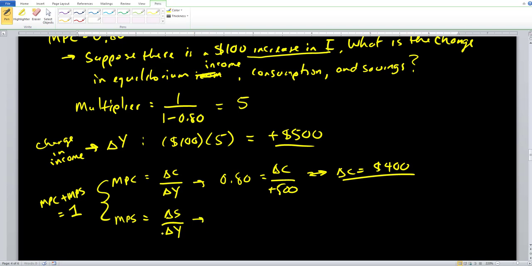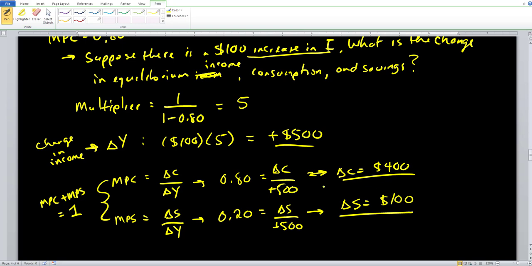And then for our change in savings, we know that MPS has to equal 0.20 because MPC plus MPS equals 1. Even though I don't explicitly give you MPS, based on the relationships, you can find it. We want to find out what the change in S is, so that's our unknown. And the change in income is equal to 500. The denominator still stays the same. Once again, multiply it through in order to solve for change in S. Change in S is equal to $100. And you're going to notice that the change in C plus the change in savings has to equal the change in income. That was true in our previous video as well with our previous example.